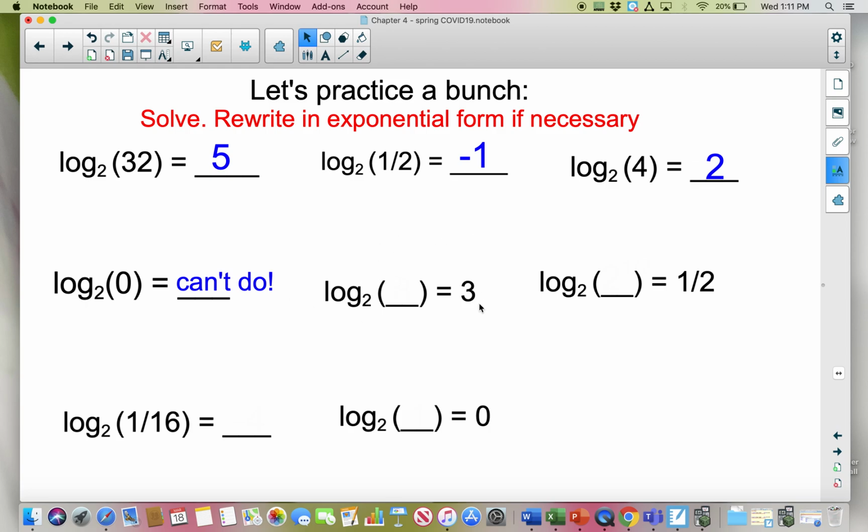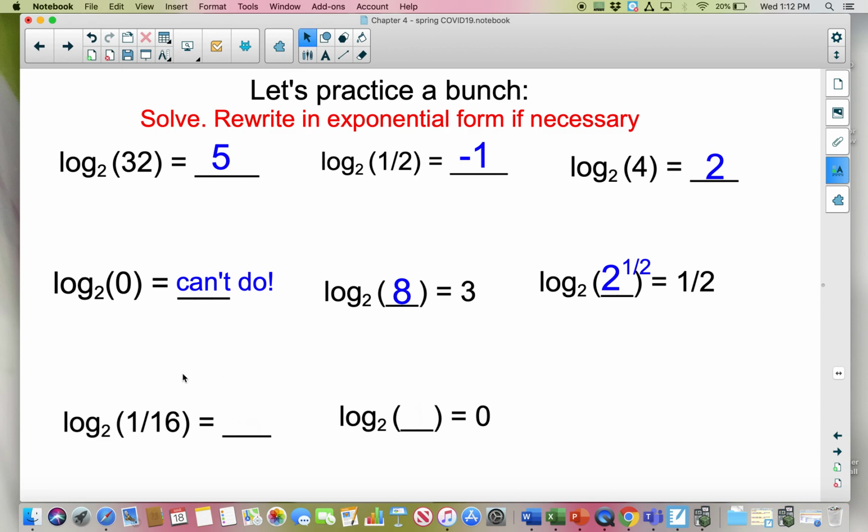Okay, 2 cubed equals 8. 2 to the 1/2. Well, without my calculator, I don't know what that is. 2 to the 1/2, that's the square root of 2, which is like 1.4, which would be fine if you approximated that, by the way. Or I'm just going to write it as 2 to the 1/2.